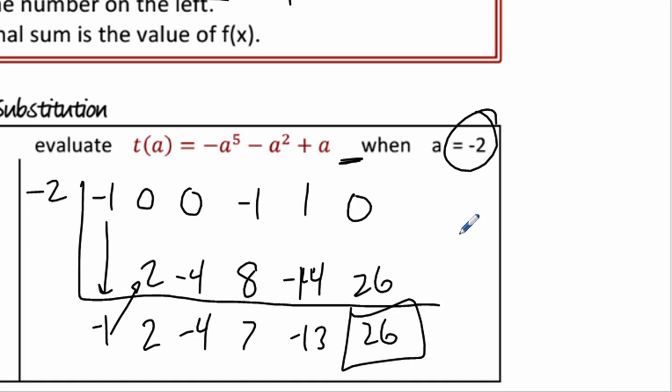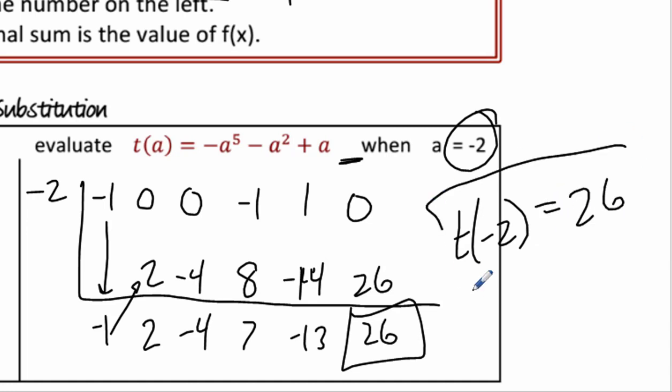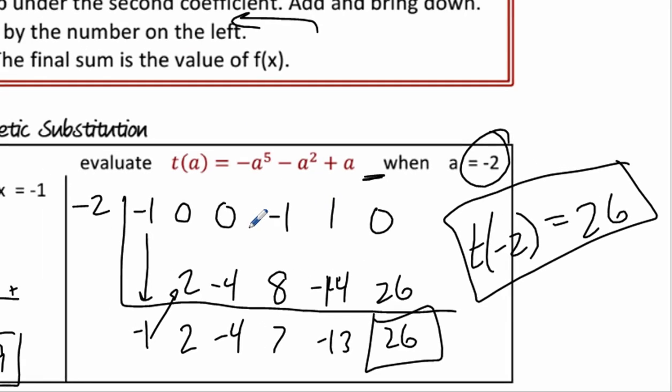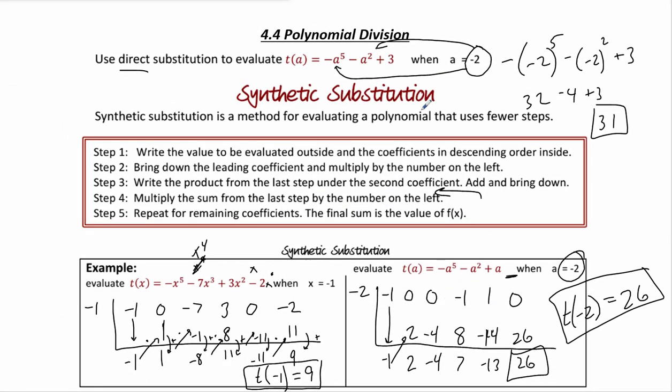How do I write it? I got to write it this way. T, because that's the function name, of what number we plugged in, which was -2, equals, what did we get out? We got 26. That is how you write your answer. That is what we call synthetic substitution. So instead of having to plug it in and chug it out, this probably is a little easier, but this method down here is going to help us when we get to synthetic division.